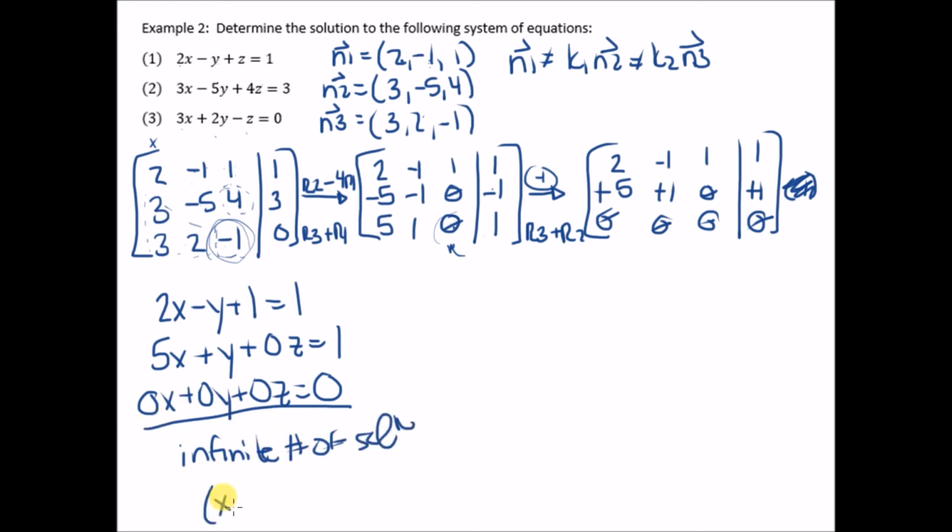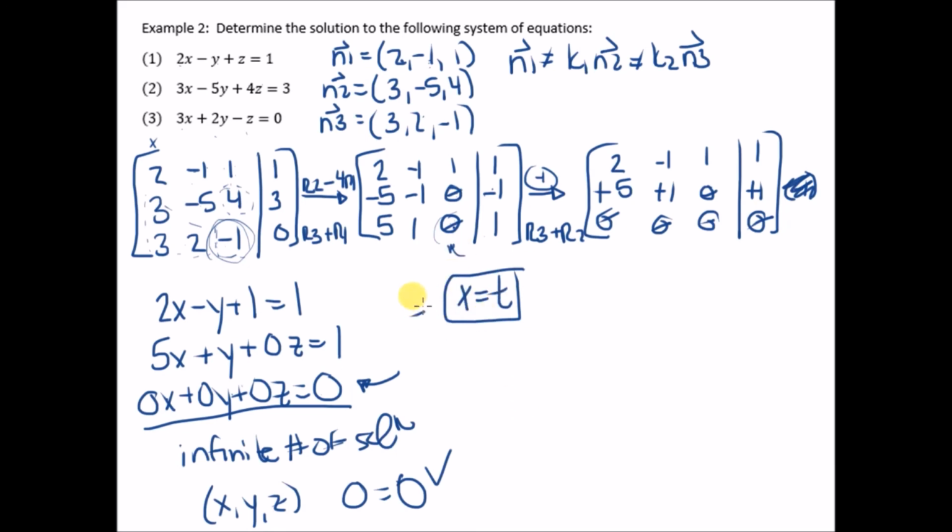And why is that? Because we can sub in any x, y, and z, and when we multiply the x, the y, and the z by 0, we are going to get 0. So 0 will always equal 0. It'll always work out. So in this case, we want to sub in a parameter for x. Let's go x equals t.